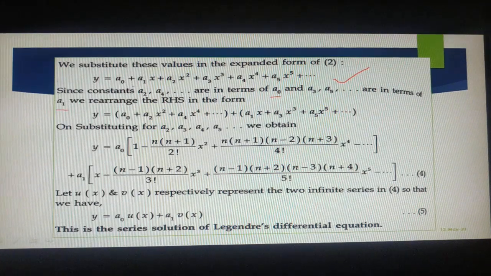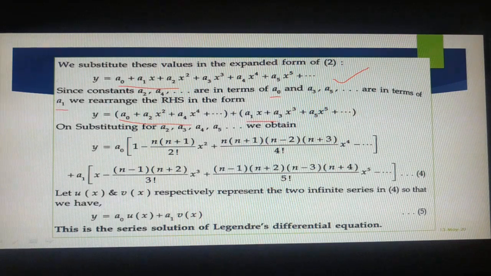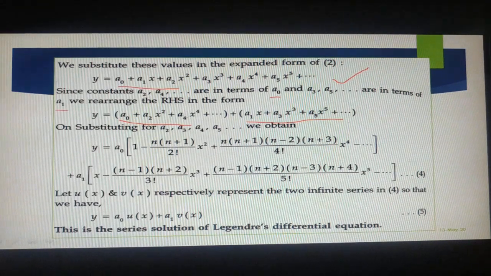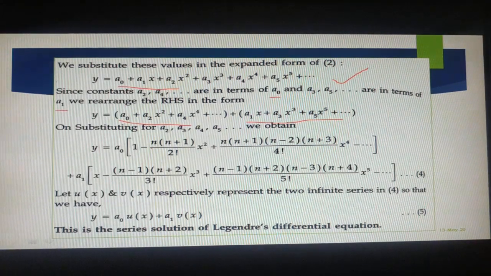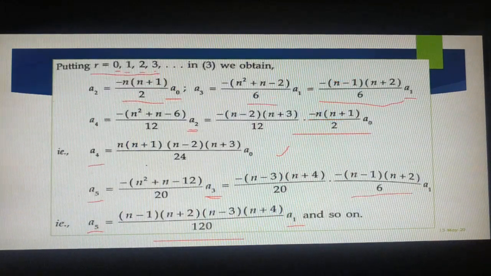That's why in this series, whatever the even terms, you write down in one place: a0 plus a2 x square plus a4 x to the power of 4. And odd terms you write another way, because we are going to substitute in place of this a2, a4, we are writing in terms of a0. So on substituting all these values, and again a3, a5 also in terms of a1 we are substituting. Just now we got all these values.